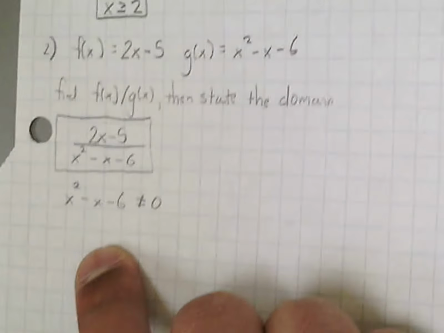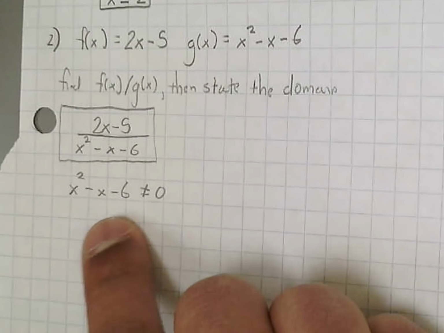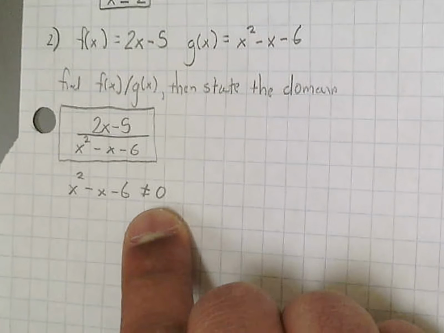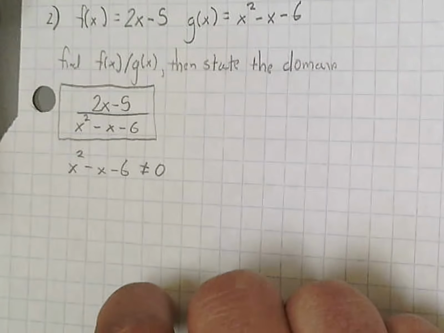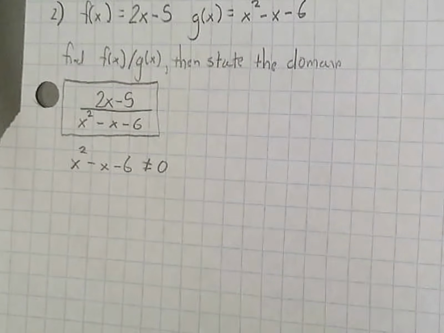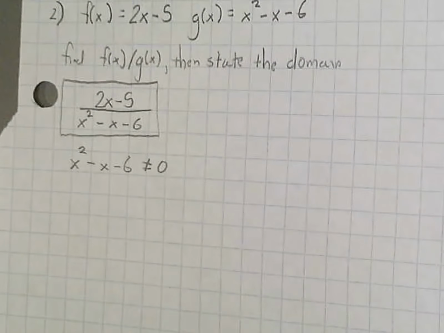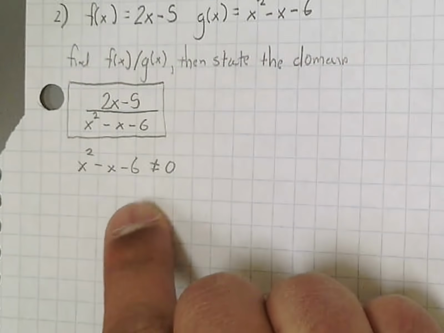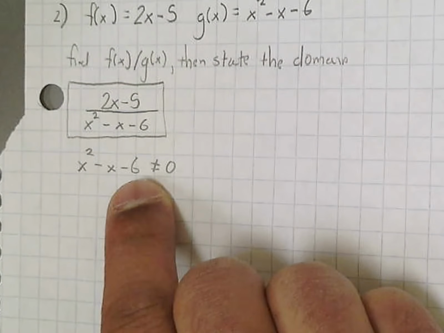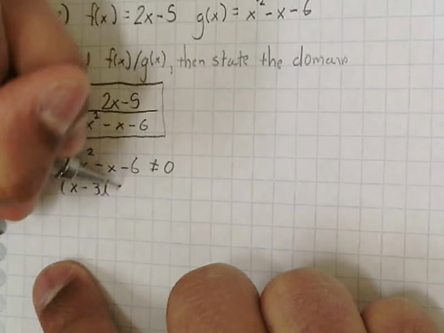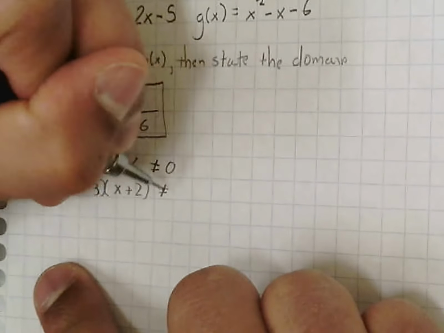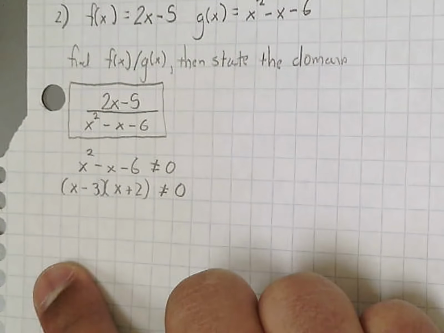So the denominator is not allowed to be 0. X squared minus x minus 6 cannot be 0. So I need to solve and see, okay, what x values would cause the denominator to be 0? Well, I notice here that this is a quadratic, and I can solve quadratics using multiple different methods. I can complete the square, I can use the quadratic formula, I could factor, and I look at this and see, oh, I can factor this. There's two numbers that multiply to get negative 6, but add to get negative 1. Right? Negative 3 and positive 2 multiply to get negative 6 and add to get negative 1.